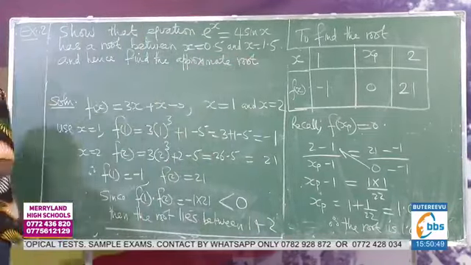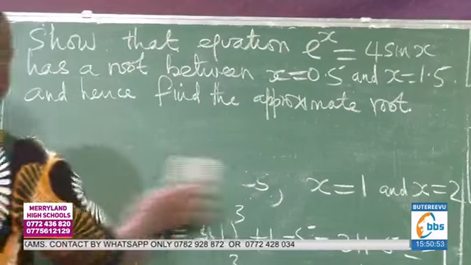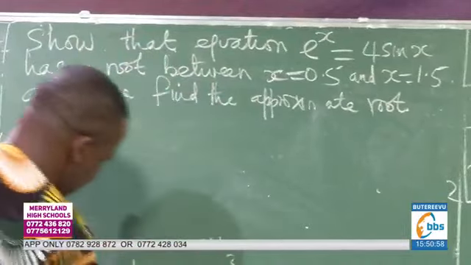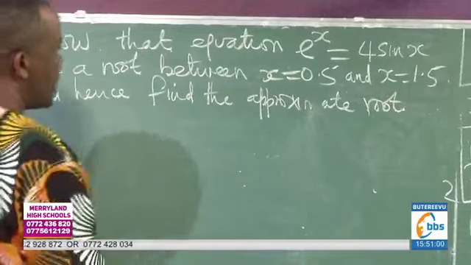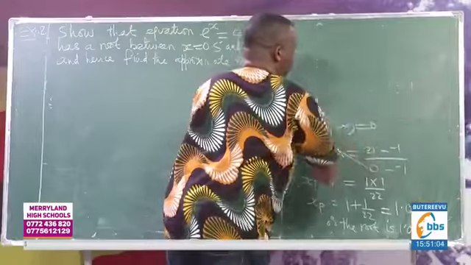So it is just an interpolation. If you notice, it is just an interpolation, where here they gave you the roots and they asked you to confirm. Again, here they have given us the roots and they're asking us to confirm.